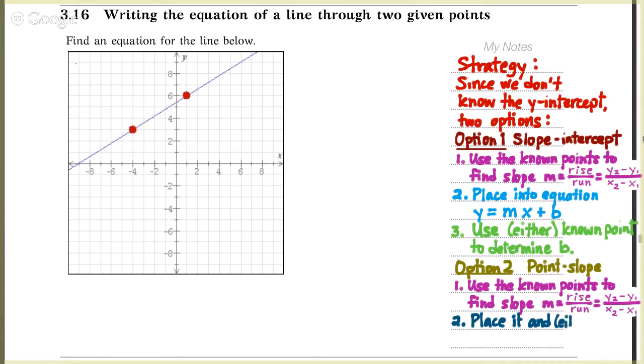The strategy starts the same way, by finding the slope of the line by dividing the rise by the run. But then, here's the nice part, rather than having to do some algebra to find a value for b in the slope-intercept format, what we're just going to do is place the slope that we find, as well as either of the points that we know, into what we call the point-slope form of an equation for a line, which looks like y minus y1 equals m times x minus x1.